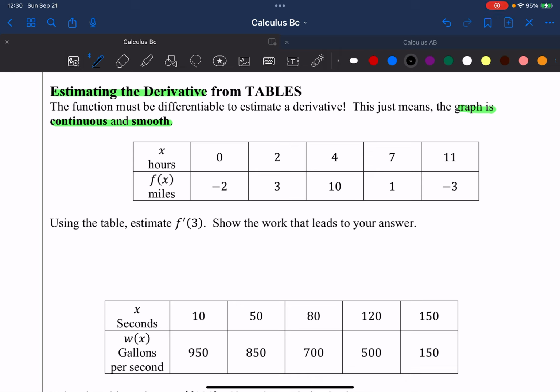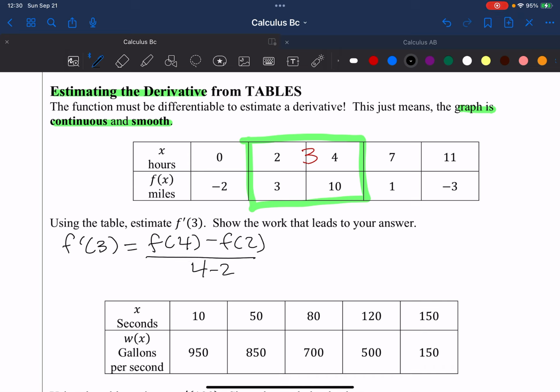Well, looking at this table, I don't see an x equals 3 on here, but I know it's going to be between 2 and 4. So I'm just going to be using the points surrounding to estimate that value. So I know that f prime of 3 is the same as saying f of 4 minus f of 2 over 4 minus 2. Well, f of 4 is 10 minus f of 2, which is 3, over 2. So this is 7 over 2. And then if I look back at the table, I'm able to get the units, right? So f of x is miles, x is hours, so this is miles per hour.